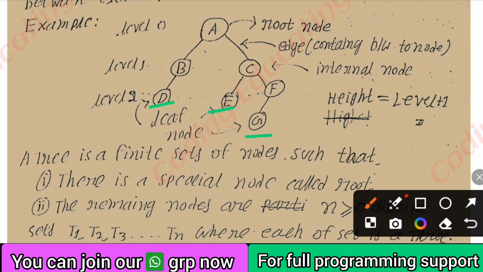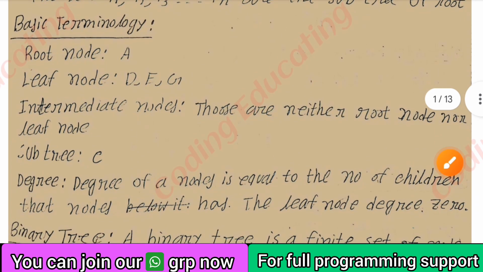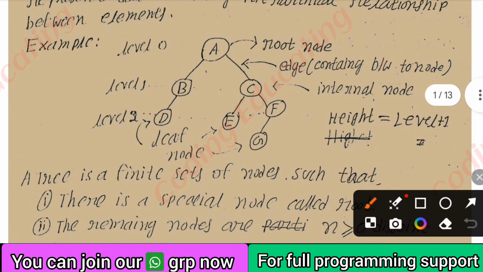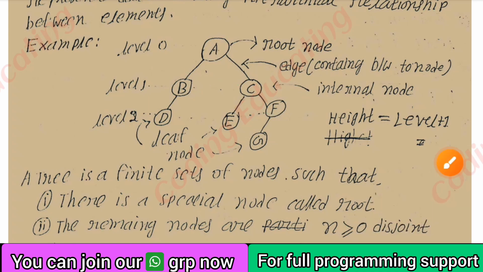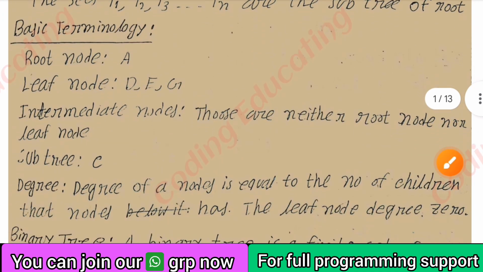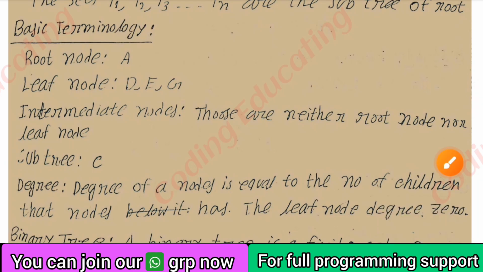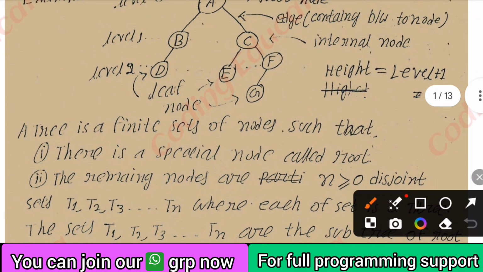The remaining intermediate nodes, meaning internal nodes, are those that are neither root node nor leaf node. So the intermediate nodes are B, C, F. B, C, F are the internal or intermediate nodes, and a subtree is C, because C is also a tree. C is also a tree, and B is also a tree, we can say.